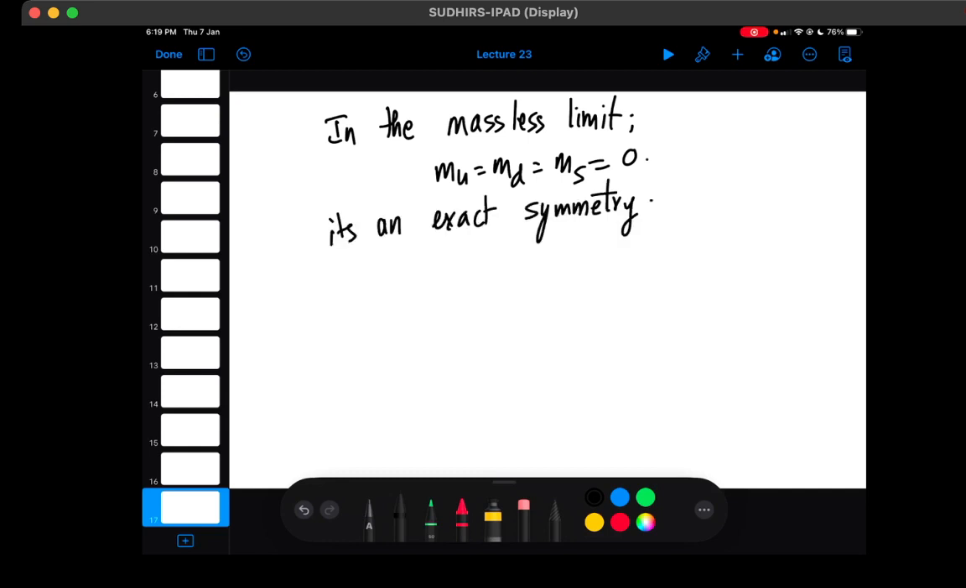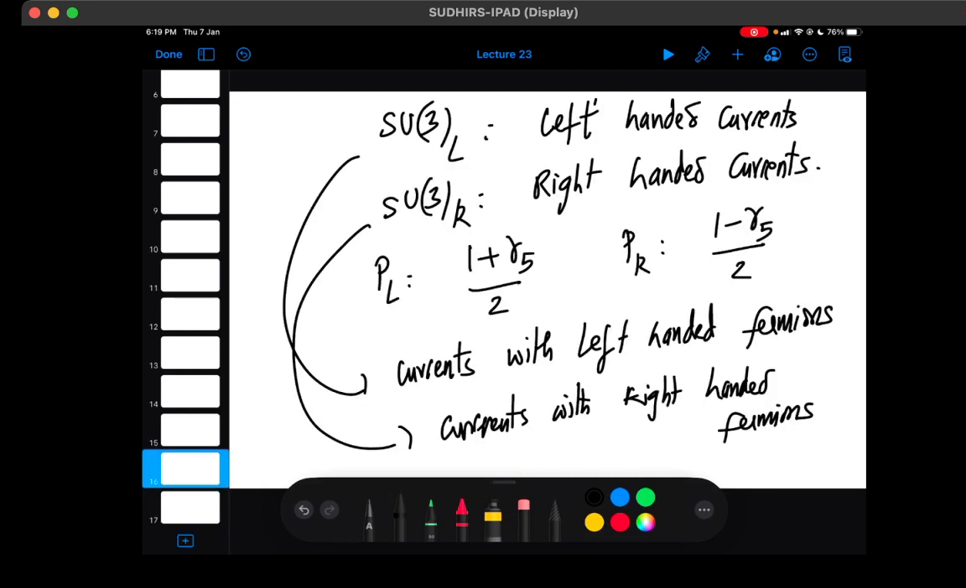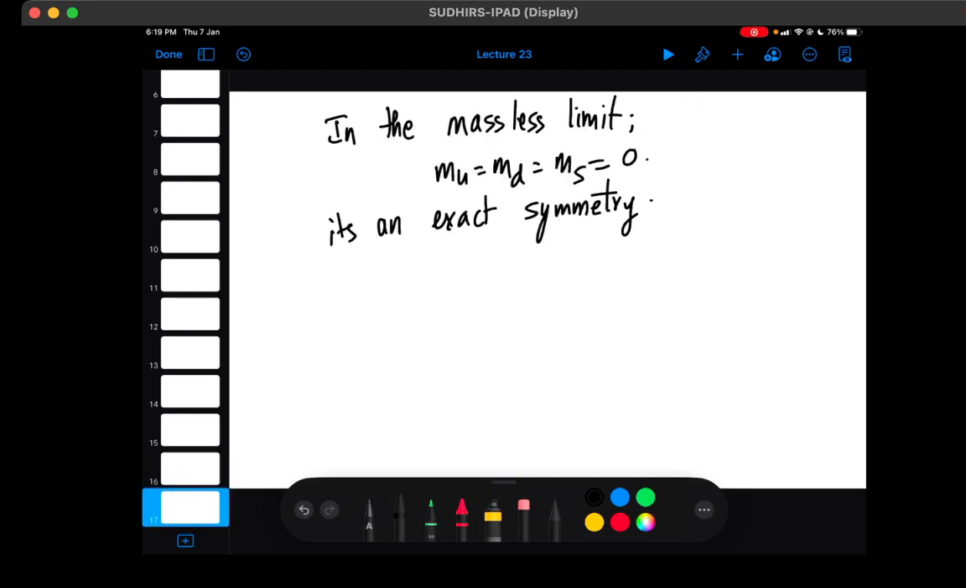Now, it's broken by the mass generation of these quarks. When the quarks get masses, it's actually broken. But there is one more deeper thing associated with this symmetry, which is that this symmetry rests on one very, very important fact, which is called spontaneous symmetry breaking.